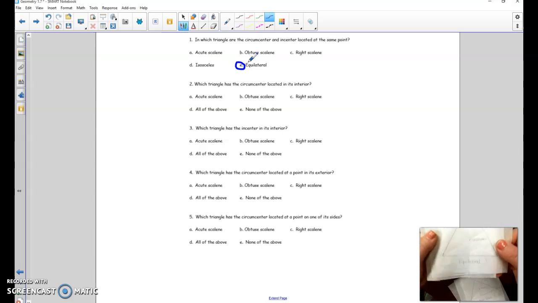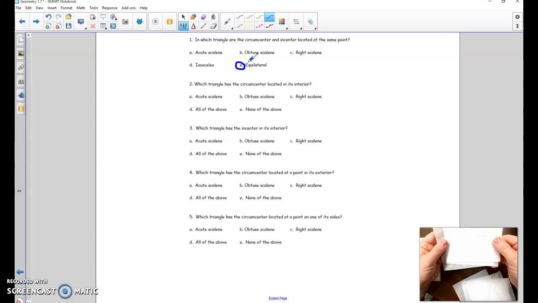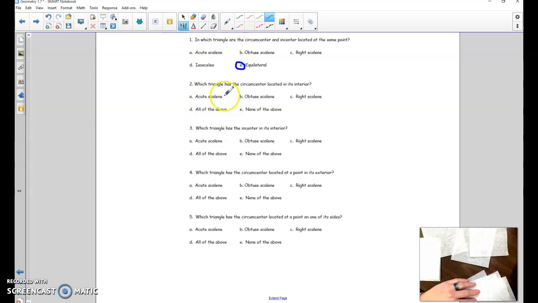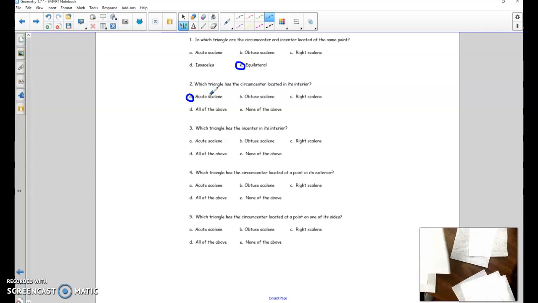Equilateral, my circumcenter is inside. Isosceles, my circumcenter is inside, and I'm sorry, that's an incenter there. Okay, so these three were inside, the isosceles, equilateral, and acute scalene. So here we have acute scalene. We don't have the circumcenter inside of obtuse scalene. It's outside. Right scalene, it's on. The only one of the choices that was inside was acute scalene. So A should have been your answer on number two.